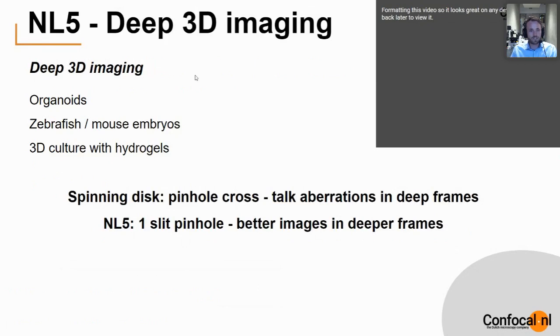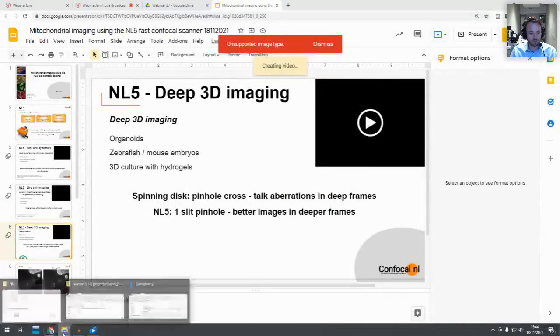Also, NL5 is really useful for deep 3D imaging. So you can think about organoids, or the zebrafish I just showed you, or mouse embryos, or even 3D cultures within hydrogels. The nice thing about NL5 is that it uses a single pinhole to record the image, which is good because spinning disk microscopes, which are the counterpart of fast confocal scanning, have a disk of pinholes. And some people know that if you go deeper, you get crosstalk between the pinholes and therefore less image quality. So NL5 doesn't have this problem.